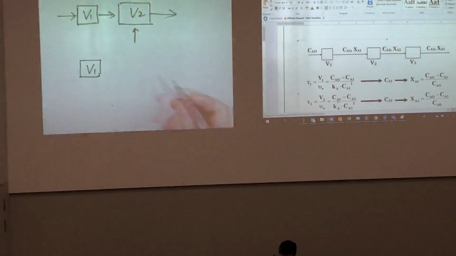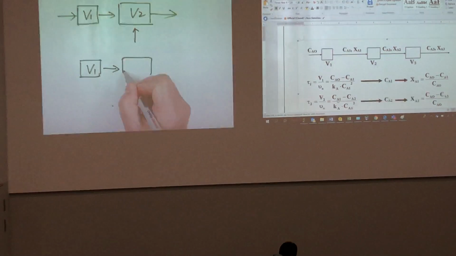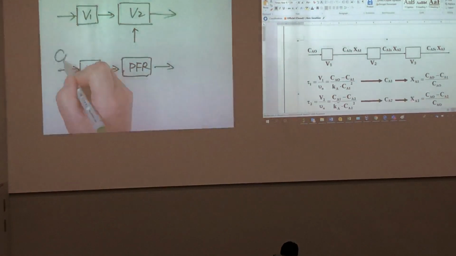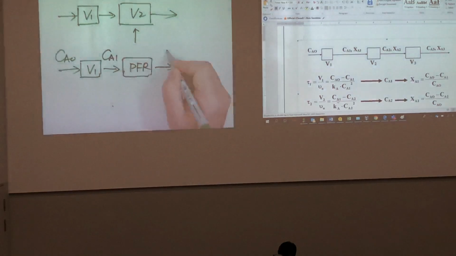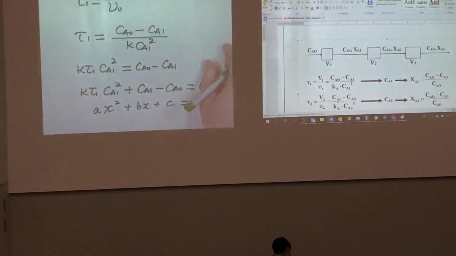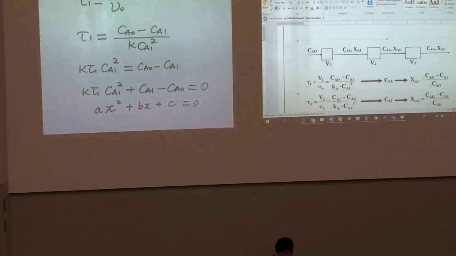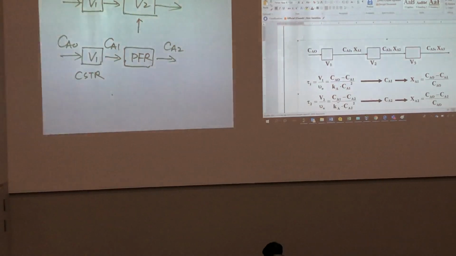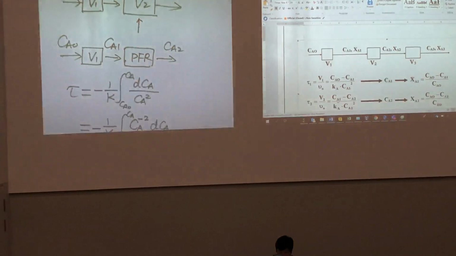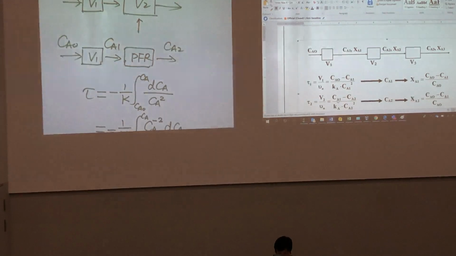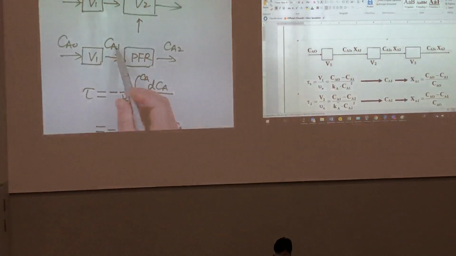So this is still your V1, right? Then you change the second to a plug flow. So this is your CA0, this is your CA1, this is your CA2. For this first one it's still a CSTR, you just do it according to this, right? Then after you find the concentration, for the plug flow you follow what we derived just now. What is the difference? Only the limits now change to CA1 to CA2.